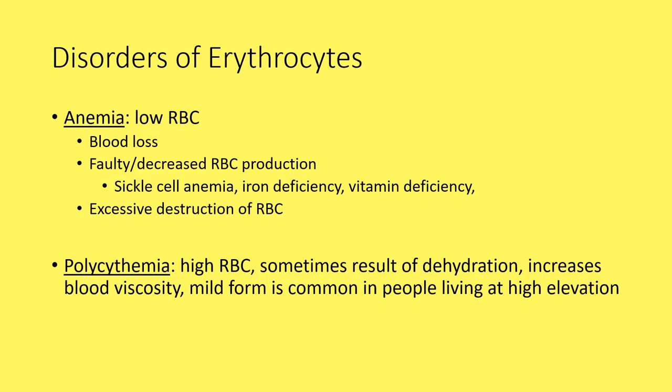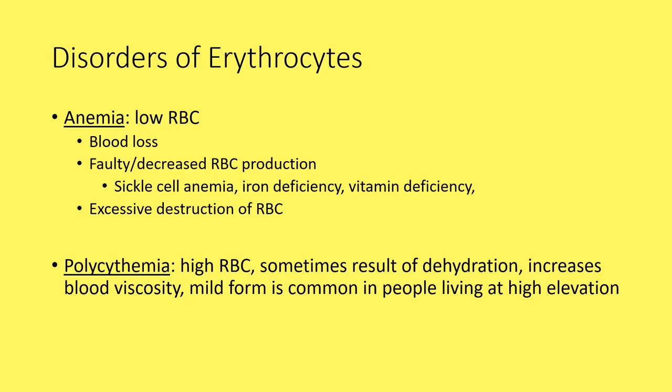Different disorders with the erythrocytes. There are several disorders. We'll just mention a few. If you have too few red blood cells, that's anemia. There's different types of or issues with being anemic. It can be due to blood loss. It can be due to either faulty or decreased red blood cell production, such as in sickle cell anemia, iron deficiencies, or vitamin deficiencies. Or you're excessively destroying the red blood cells, so you're destroying them faster than you're able to make new ones.